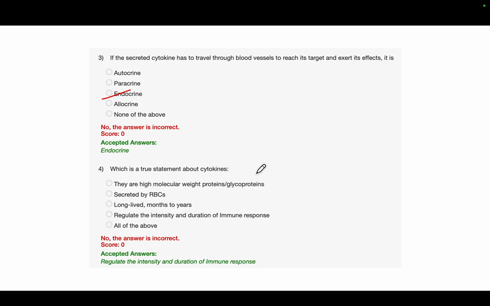Which is a true statement about cytokine? The options: they are high molecular weight proteins or glycoproteins secreted by RBCs, long lived, months to years, regulate the intensity and duration of immune response. Cytokines are not high molecular weight proteins or glycoproteins, they are not secreted by RBCs, and they are short lived. So the answer will be regulate the intensity and duration of immune response.